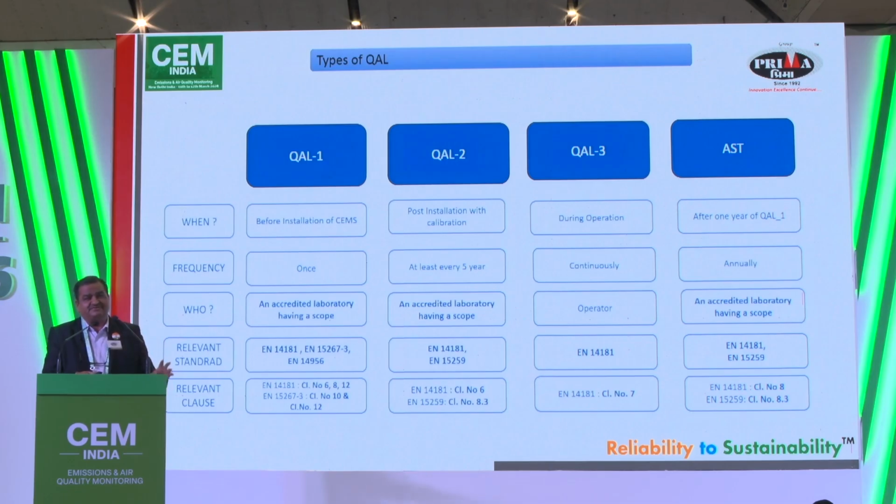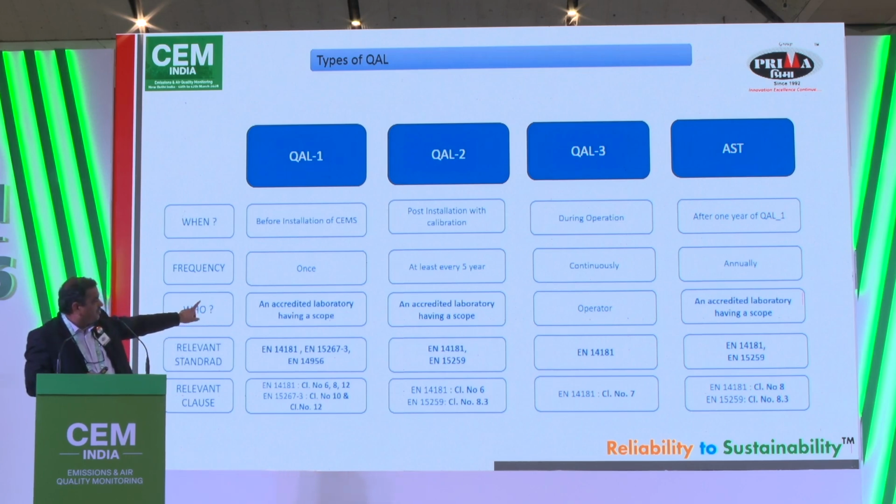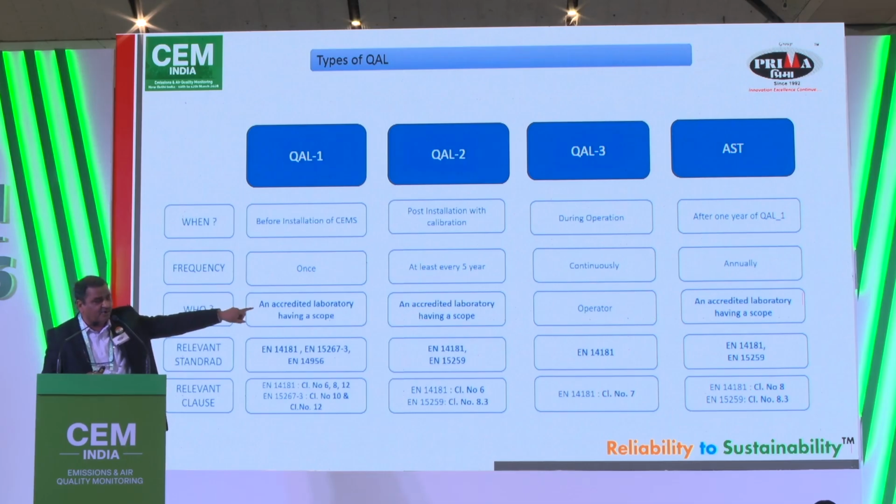Everybody can copy this. Whenever you're buying, when planning your RFQ for your CMS testing, ask your supplier how you are going to conduct QAL 2 and AST, and that too from an accredited laboratory of ISO IEC 17025 for the scope of EN 14181 and EN 15267-3. So this is very important, because who can perform it? The accredited laboratory, accredited laboratory, accredited laboratory.